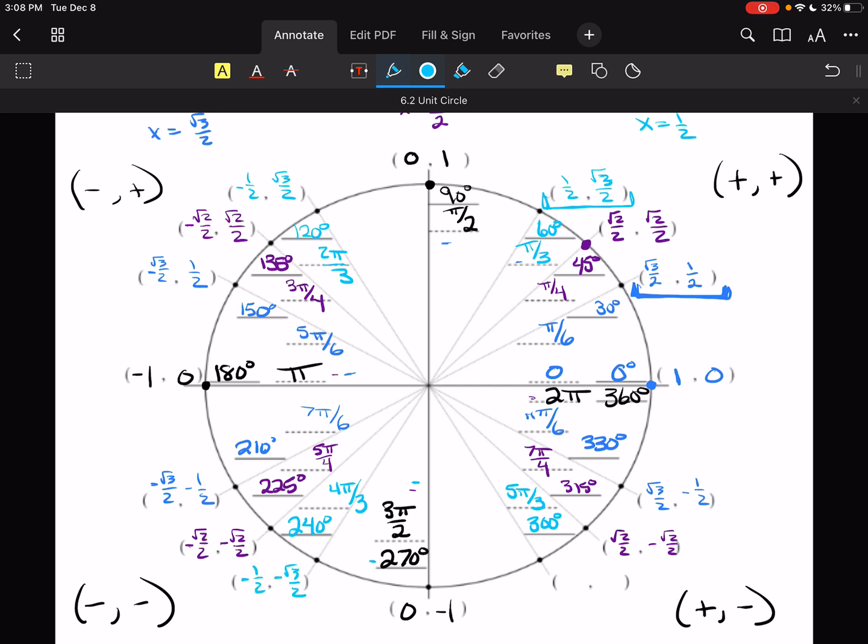Positive, negative, quadrant 4. All right, so that is a completed, fully written out unit circle with everything: radians, degrees, and coordinates.